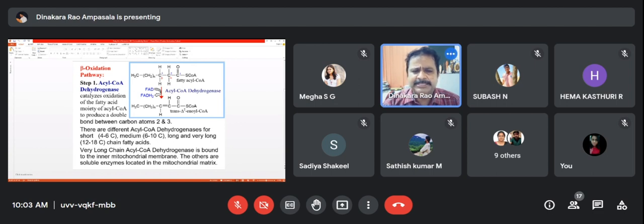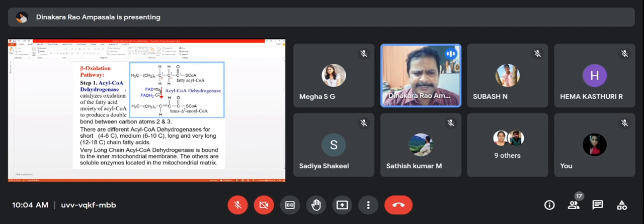Now this we call beta oxidation, because the oxidative cleavage occurs at the beta carbon. Here you can mark the carboxyl carbon, which is acylated with CoA, the next carbon to the carboxyl group is called alpha, and the third carbon is called beta carbon. Between the beta carbon and the alpha carbon, the carbon cleavage will occur. That's why it is called beta oxidation.